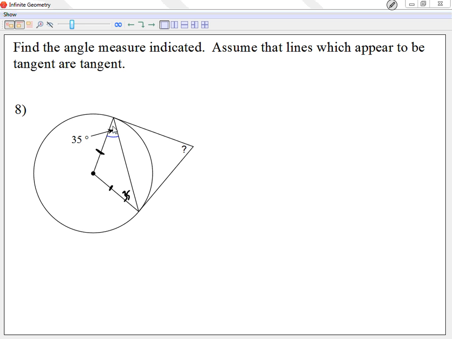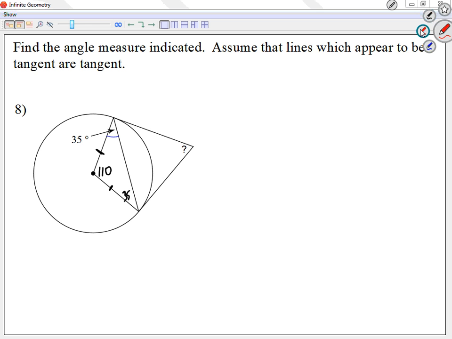So now, I might ask myself, why do I need to know those are 35? Because they create this triangle. I know 35 and 35 is 70, right? If I combine it, it's 70. Let me subtract that from 180. 110. So this third angle here is 110.